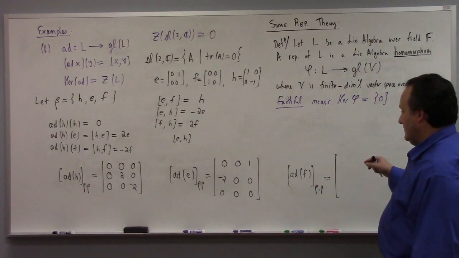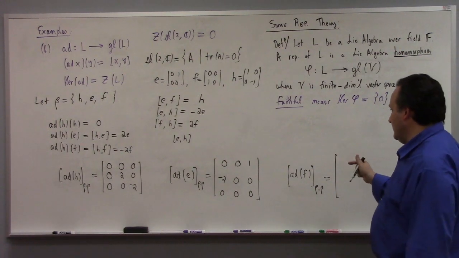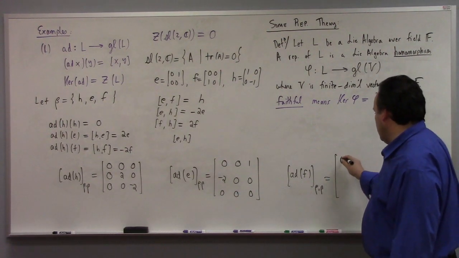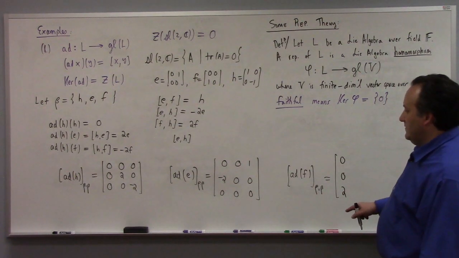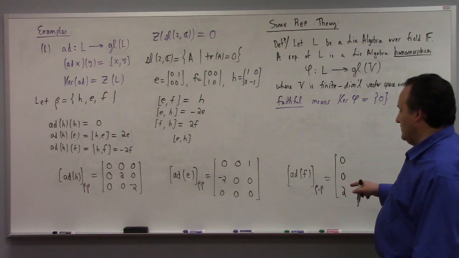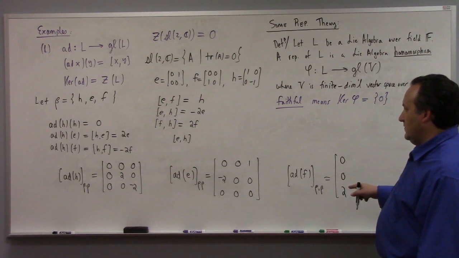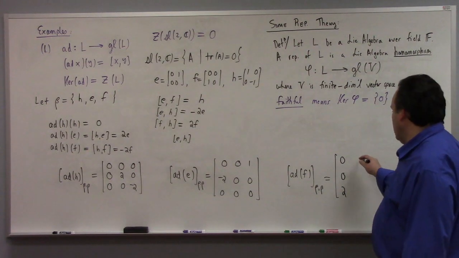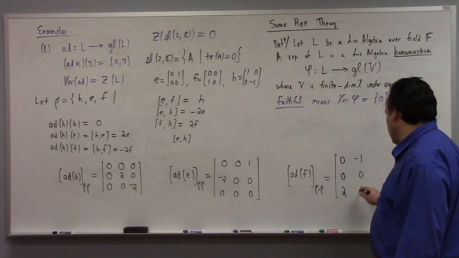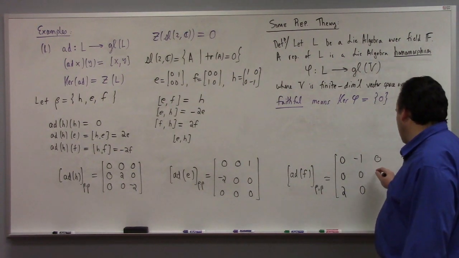What's that? 2F. Oh, I do H first, right? FH gives me 2F, which is 0, 0, 2 is what that looks like, right? And then you said F with H. Wait a minute, no, sorry, F with H is 2F. F with E is minus H, which is minus 1, 0, 0, right? And then the last one, zeros, right?